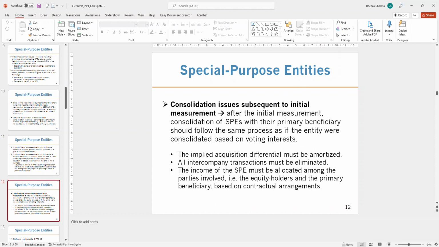Consolidation subsequent to the initial measurement. So what happened after that? After the initial measurement of the consolidation, the primary entity should follow the same process as the entity will consolidate, based on the voting interest. So the same rules will be applicable for the SPEs as it's applicable for the business combination. You will eliminate all the intercompany transactions and intercompany gains or losses. You will determine if there are unrealized gains and losses on some of the transactions that happen between the companies, and then if there are any acquisition differential assets that exist, you must amortize them the same way that you were amortizing them for the business combination purposes.